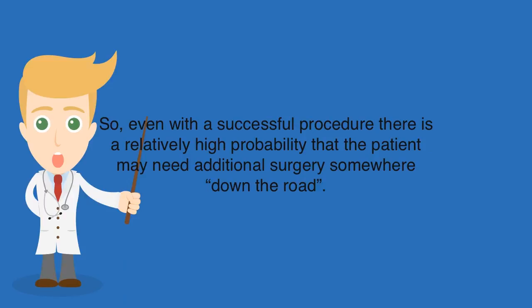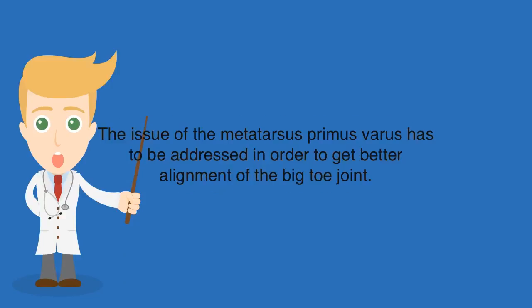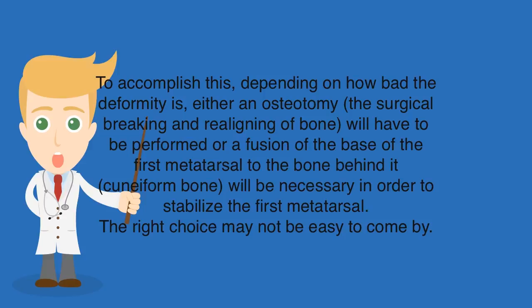So, even with a successful procedure, there is a relatively high probability that the patient may need additional surgery somewhere down the road. To further complicate the situation, most juvenile bunions cannot be corrected with simple bunionectomies where just the enlarged bump is removed. The issue of the metatarsus primus varus has to be addressed in order to get better alignment of the big toe joint. To accomplish this, depending on how bad the deformity is, either an osteotomy, the surgical breaking and realigning of bone, will have to be performed, or a fusion of the base of the first metatarsal to the bone behind it, the cuneiform bone, will be necessary in order to stabilize the first metatarsal. The right choice may not be easy to come by.